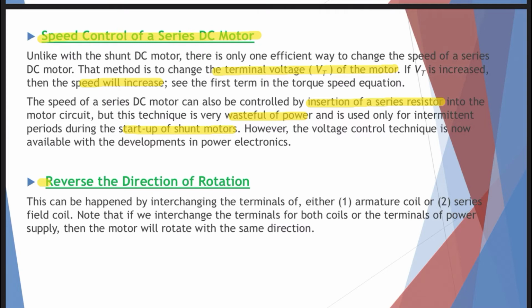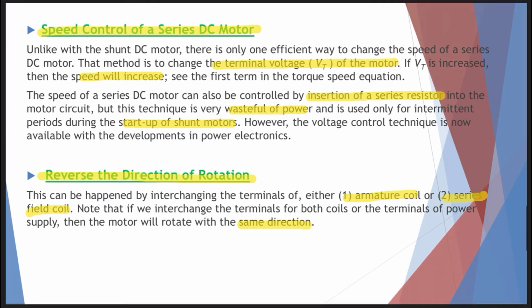Next part, reversing the direction of rotation. This can be done by interchanging the terminals of either, guys, number 1, the armature coil, or number 2, the series field coil. Note that if we interchange the terminals for both coils, or the terminals of the power supply, then the motor will rotate in the same direction. So we can only use one of the methods here, 1 or 2.